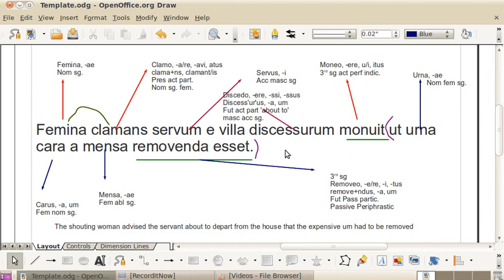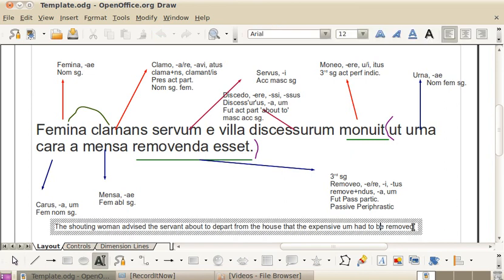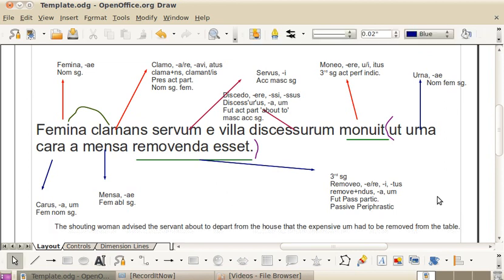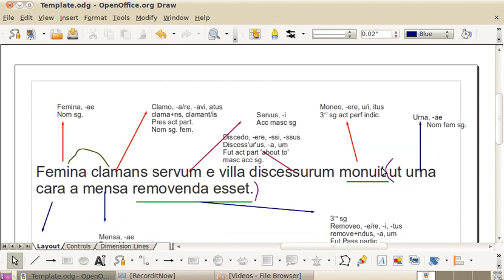So we could translate this: the woman shouting, or the shouting woman, advised the servant about to depart from the house that the expensive urn had to be removed away from, or simply from, the table. And that's the translation for mensa. So here is a sentence that I think gives us good practice, not only with these intimidating things called periphrastics, but also some future active participles and indirect commands.